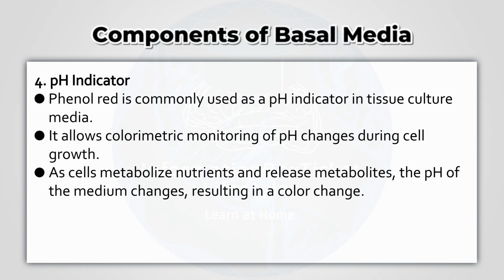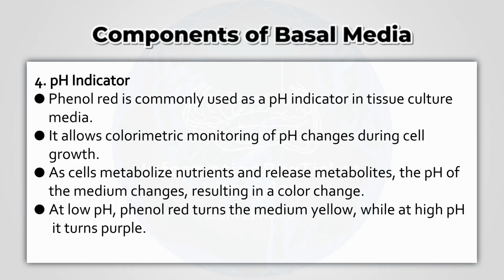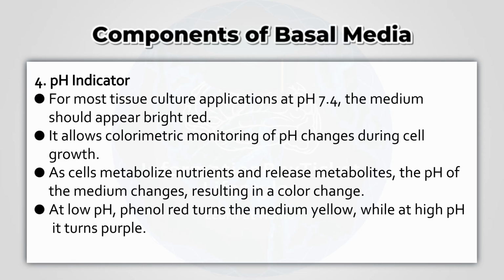As cells metabolize nutrients and release metabolites, the pH of the medium changes, resulting in a color change. At low pH, phenol red turns the medium yellow, while at high pH, it turns purple. For most tissue culture applications at pH 7.4, the medium should appear bright red.